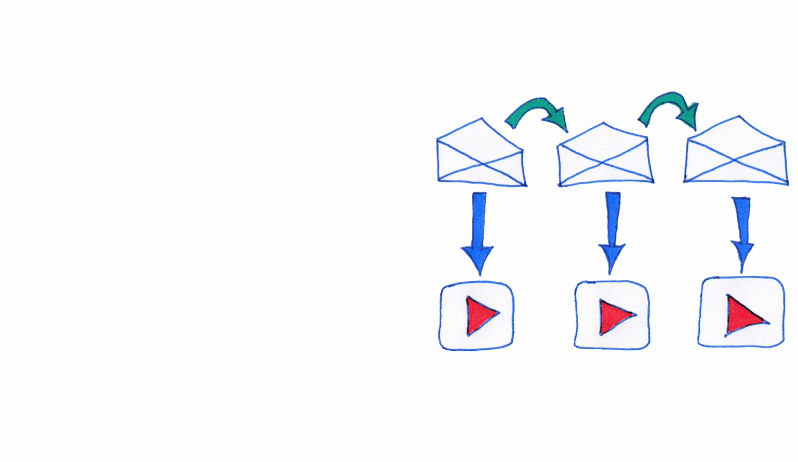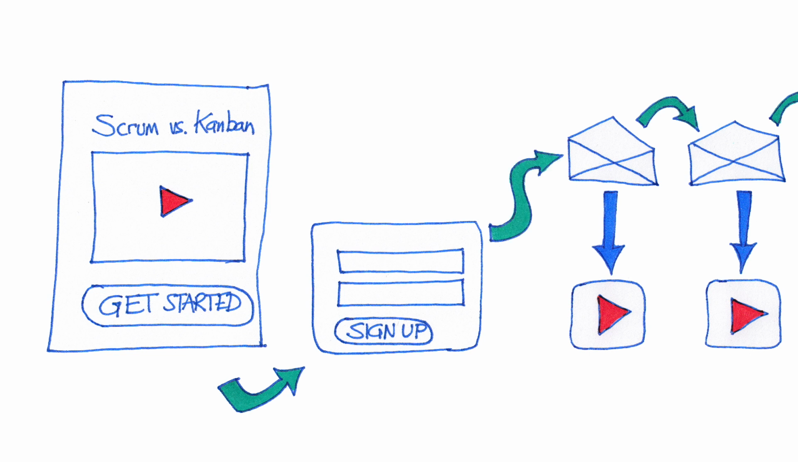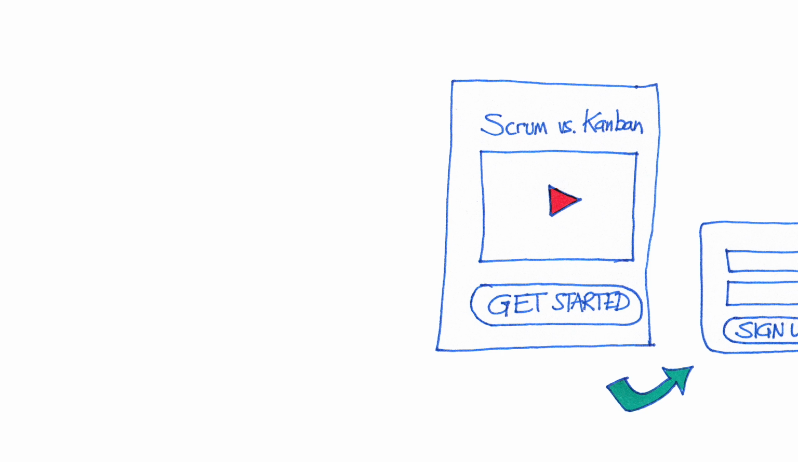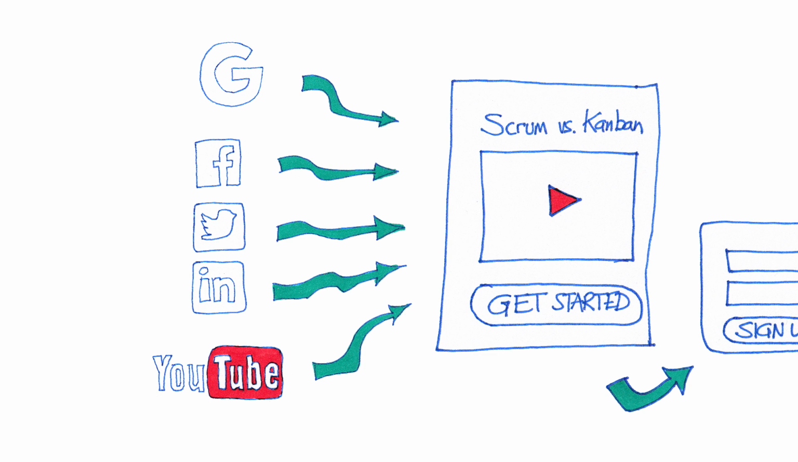I guess we should start with a look at the system under test. Scrum vs. Kanban the Mini-course consists of 3 video lessons. Each of the lessons is delivered by email on 3 consecutive days. To get to the course, you have to find your way to this landing page, click this button, and fill in this form. Upstream, there are a bunch of potential paths to this landing page. The socials, search engines, YouTube, including but not limited to this link right here.